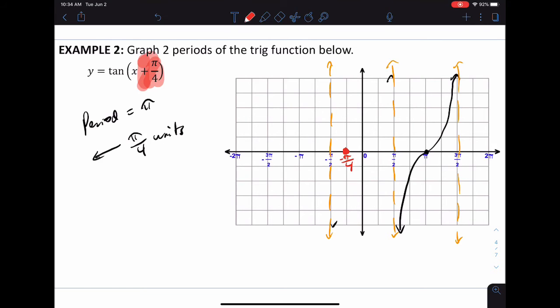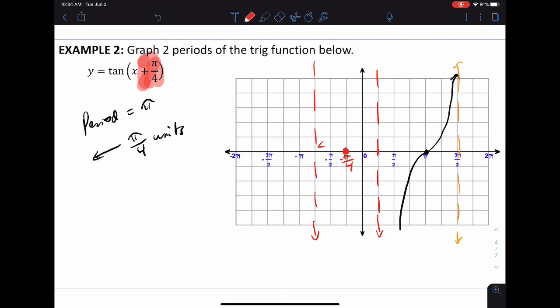So the asymptotes are also going to move that way, left pi over 4 units. So instead of pi over 2, it's going to move to pi over 4. Same thing in this one. This will be where the new asymptotes are. So let me erase the old ones. And other than that, the graph is the same.